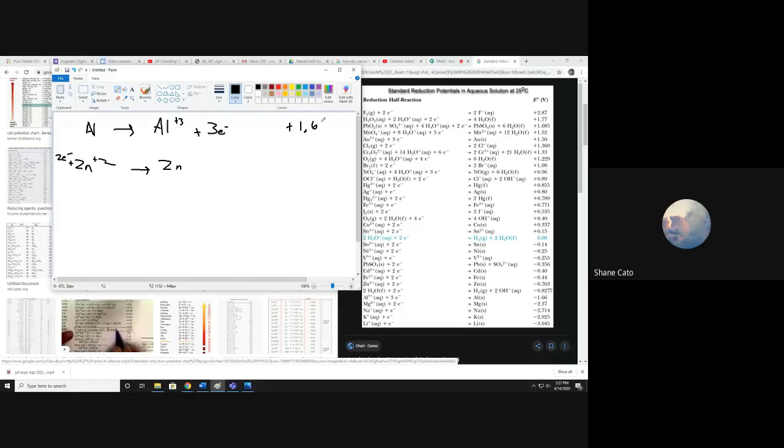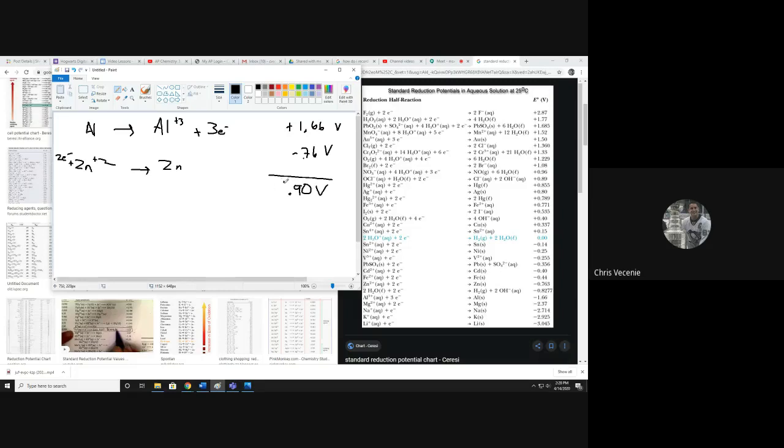Make it positive. Exactly. Because it was written Al plus 3 electrons to Al, and we have the reverse of that, this becomes positive 1.66 volts. All right, now I'm looking for Zn plus 2 electrons going to Zn. That's negative 0.76 volts. And we didn't flip it, so it stays negative 0.76 volts. All right, do the math there, and it looks like your cell potential is going to be 0.90 volts.